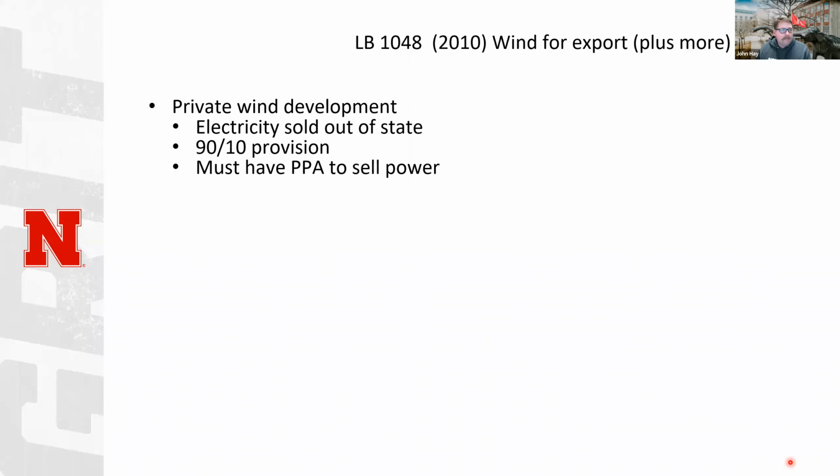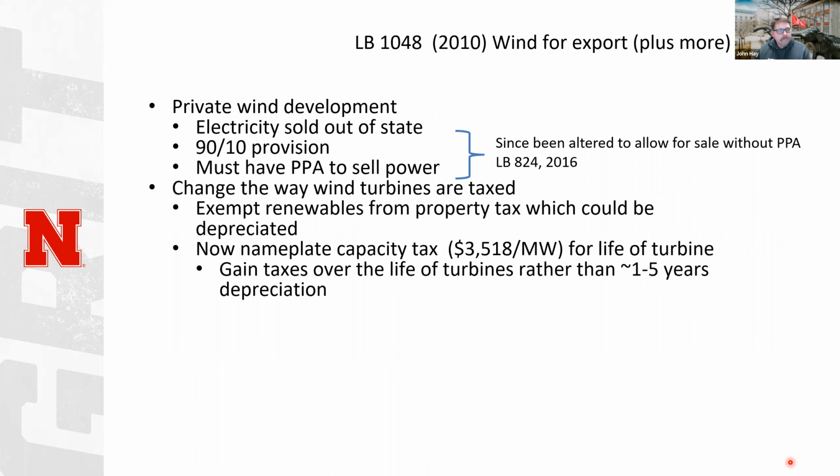LB 1048 first allowed electricity to be sold out of state. It had this kind of weird 90-10 provision, which said 10% had to be offered for sale in state, and 90% could be out of state. And then they also required that it had to have a PPA. Both of those provisions have since been altered by LB 24, basically getting rid of the 90-10 provision and saying they don't have to have a PPA. They can sell it to the spot market if they want to.